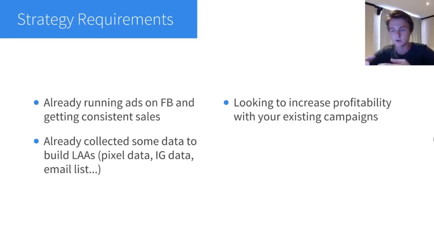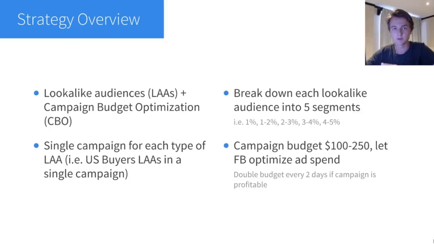Another requirement is that you already have some data to work with and to build lookalike audiences from. So pixel data, Instagram data, an email list, whatever. But this exact strategy, I'm talking about using lookalike audiences, so you're going to need to have data to work with. And yeah, the last requirement is that you're looking to increase your profitability within your existing campaigns. So if you meet all those requirements, then that's good, and you can start testing this strategy, and it should work well for you. So I'm going to give you guys a quick overview of the strategy, and then I'm going to show you how I would actually implement this in practice.